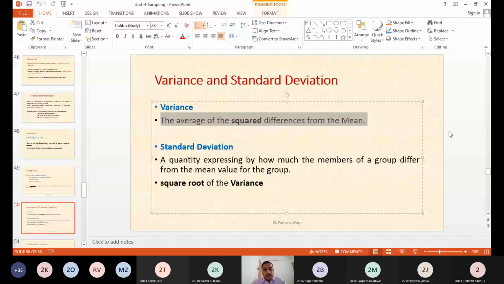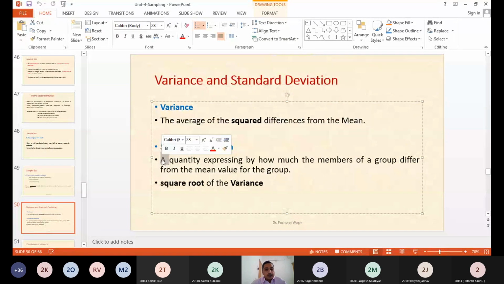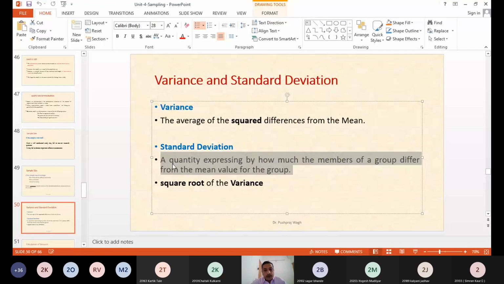And standard deviation is a quantity which expresses how much the members of the group differ from the mean value of the group. It is a number that shows how the members of that particular group differ from the mean value of the group. It is also the square root of the variance. So if you take the square root of variance, you will get standard deviation. To understand these concepts, we will have one example.